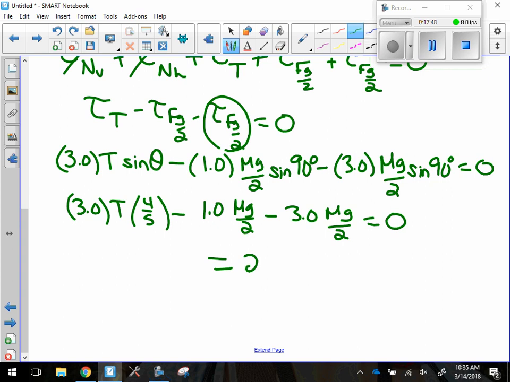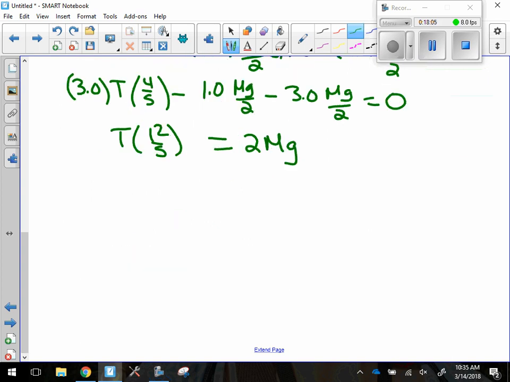So I think this should give me 2 mg over there, right? Because I've got 3 halves plus 1 half. Should give me 4 halves, which is 2. And, yep. So T is equal to 10/12 mg, I think. So what's that going to give me? M is 50.